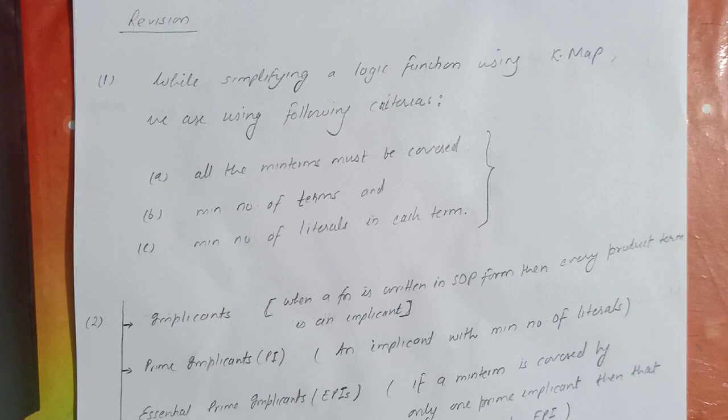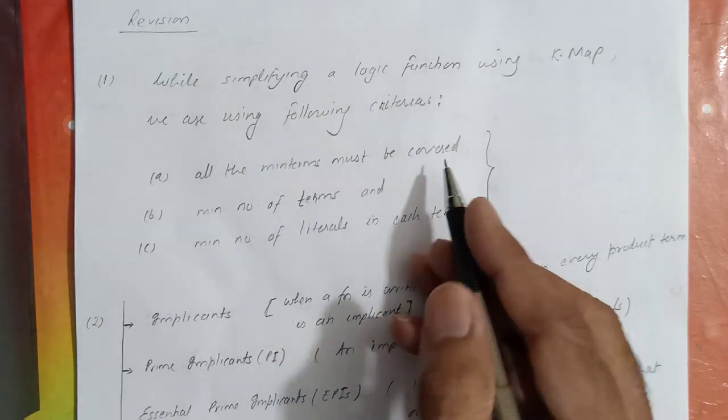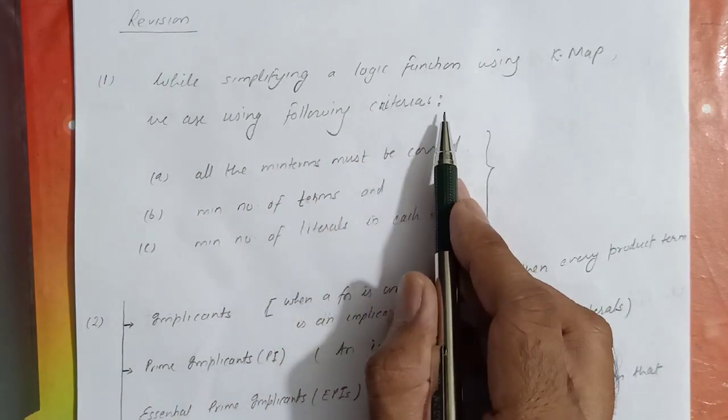Before discussing the QM method, today we will revise a few of the important concepts that are required to find the minimum or simplified expression. So, we have already discussed how we will find the simplified expression using the K-map. Initially, during the classes, I have already told you that in order to find the minimum or simplified expression, we have to follow the following three criteria.